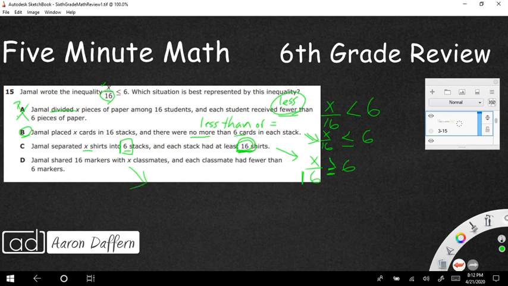And then finally, we have this D right here. Jamal shared 16 markers with X classmates. So now what we're doing here is we're just flipping. We have 16 markers divided by X. So now we flipped it. And then each classmate had fewer than six. So now we're going to have less than six, but just this fewer than doesn't mean or equal to. So that's going to be completely wrong. This was a highly missed problem on the 2017 STAAR test, and I completely understand why, because I think this was a strangely worded problem, but our answer is going to be B.